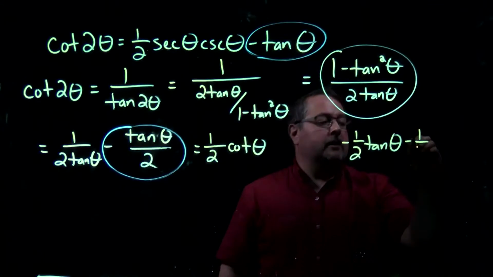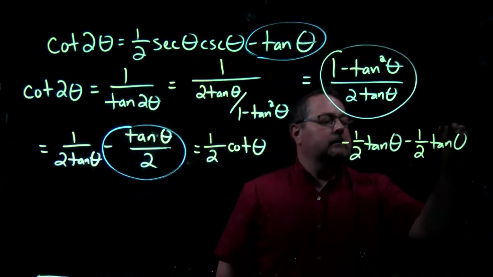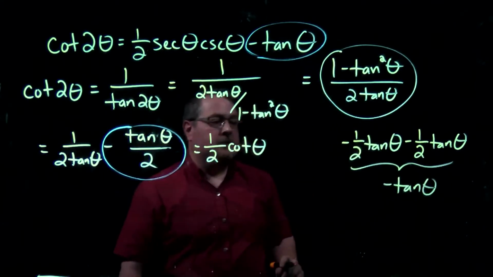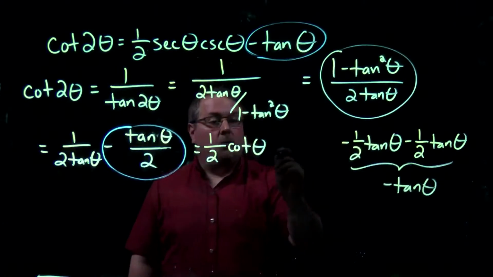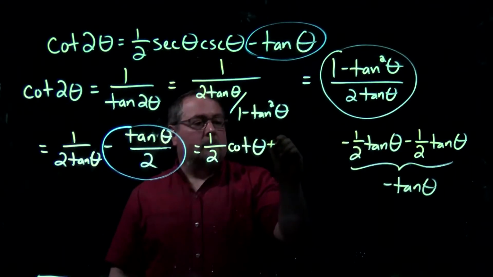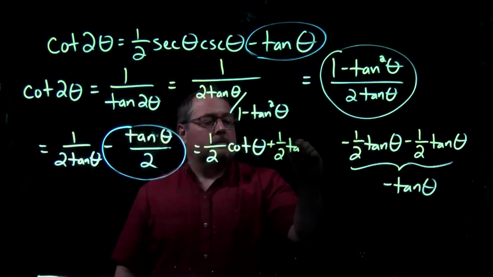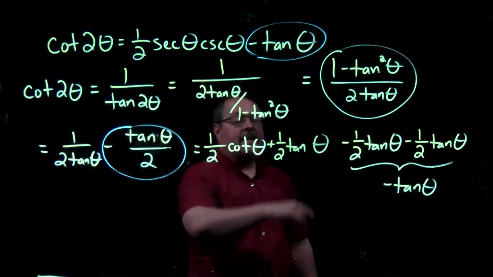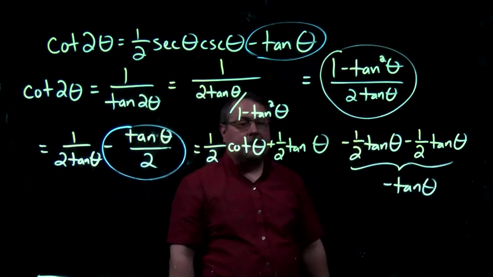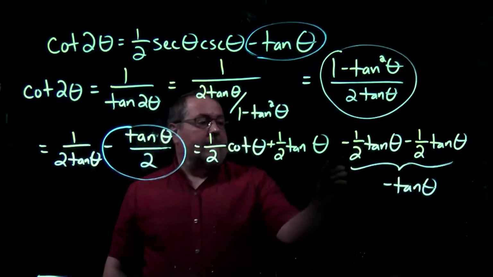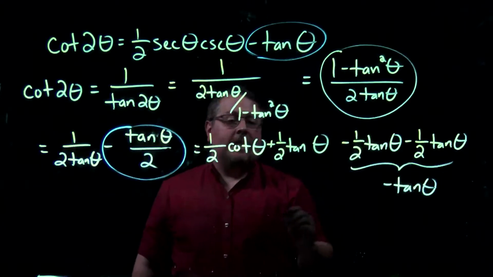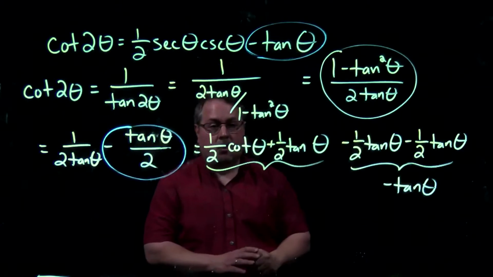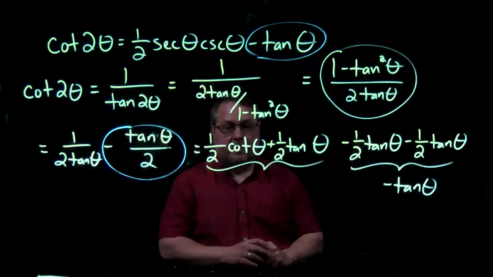So I'm going to subtract another 1/2 tangent theta. Okay, so when we do that, we have our minus tangent theta. Okay, so that's what we wanted. But if we take something away in order to keep things equal, we have to add it as well. So what I'm doing is adding and subtracting 1/2 tan theta. So when we do that, in our second term, we have our minus tan theta, which is what we wanted. Over here, we have 1/2 cotangent theta plus 1/2 tangent theta.